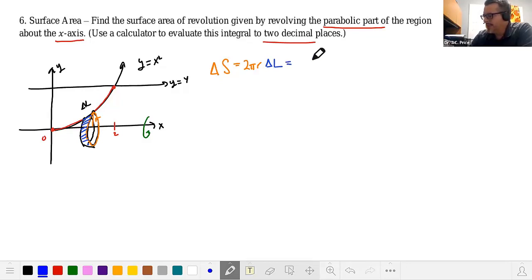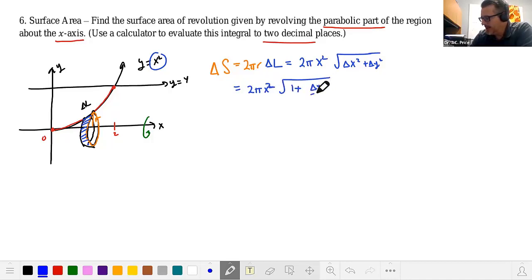And so this is going to be equal to then 2 pi. And then our r is given by this height, which is x squared. And delta L, of course, is just the square root of delta x quantity squared plus delta y quantity squared. And we'll take that delta x out. So this will be equal to 2 pi x squared, the square root of 1 plus delta y over delta x quantity squared, and then it'll be delta x.